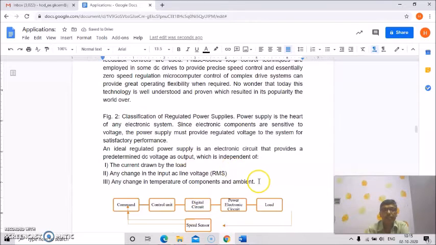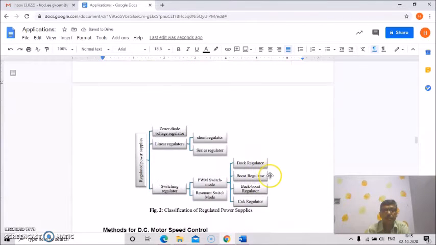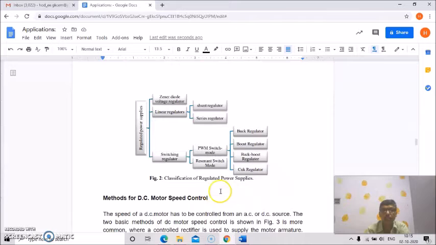With this we are showing the classification of regulated power supplies, as I told you in figure 2. So this is the regulated power supply. These are generator voltage regulators, and these are linear regulators, which again can be subdivided into shunt regulator and series regulator. And the third one is switching regulators, which may be subdivided into PWM switch mode and resonance switch mode. So far we have discussed all these things.